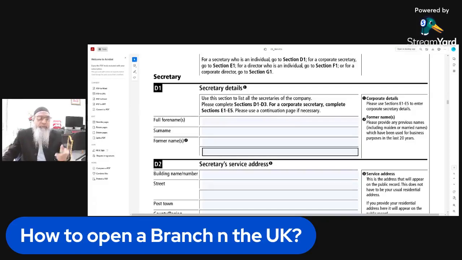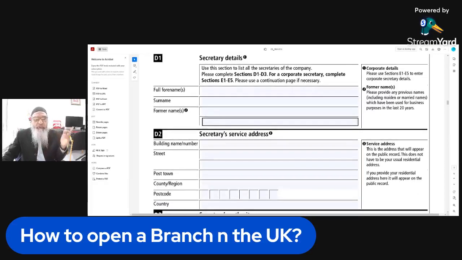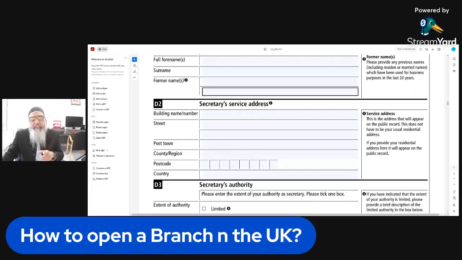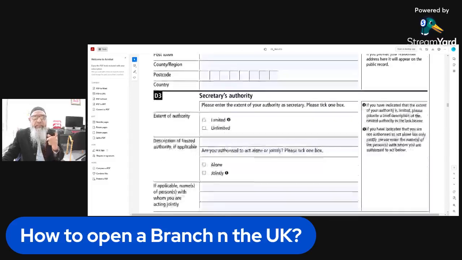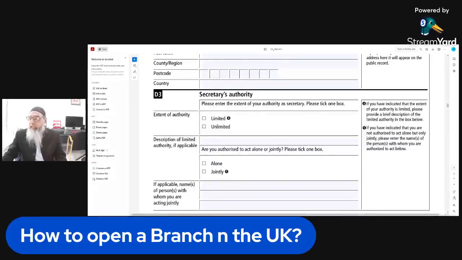So you are supposed to give their full forename, then surname, any former names. Then secretary's service office, their address, street, post town, country, region, postcode, and country. Then what type of authority the secretary has got. Please enter the extent of your authority as secretary. Please tick one box. Extent of authority is limited or unlimited.